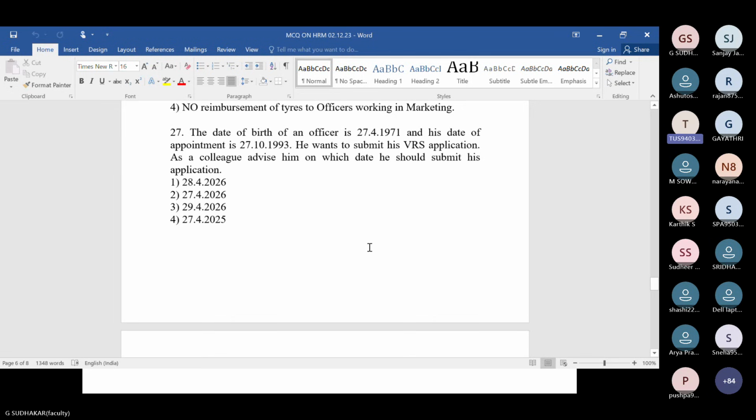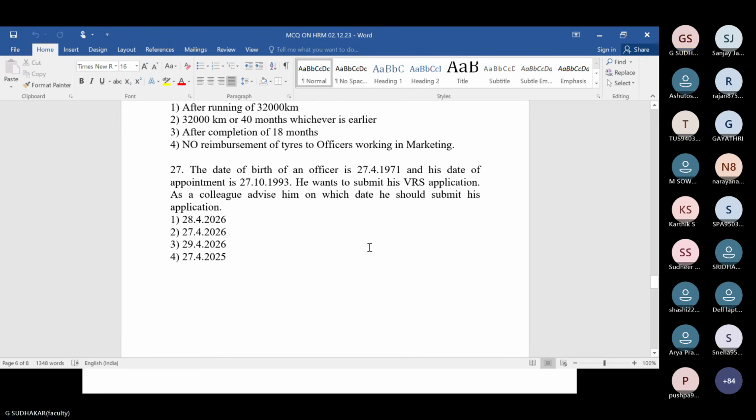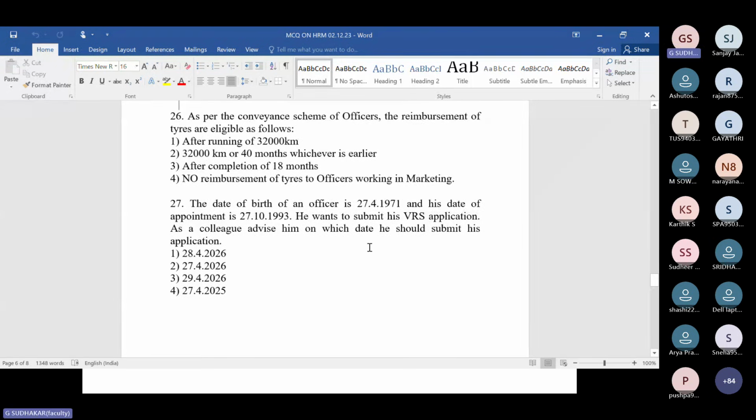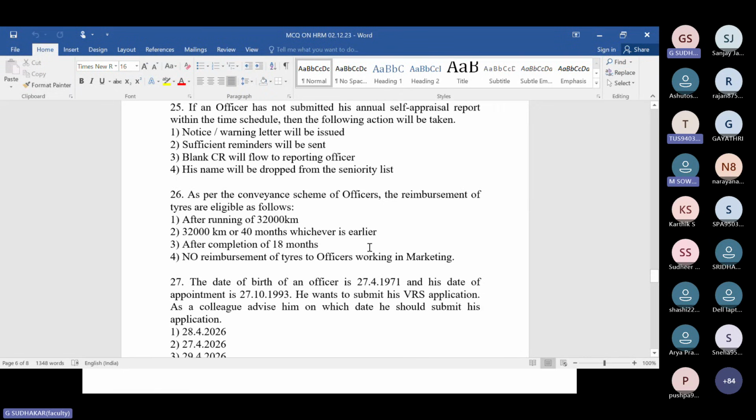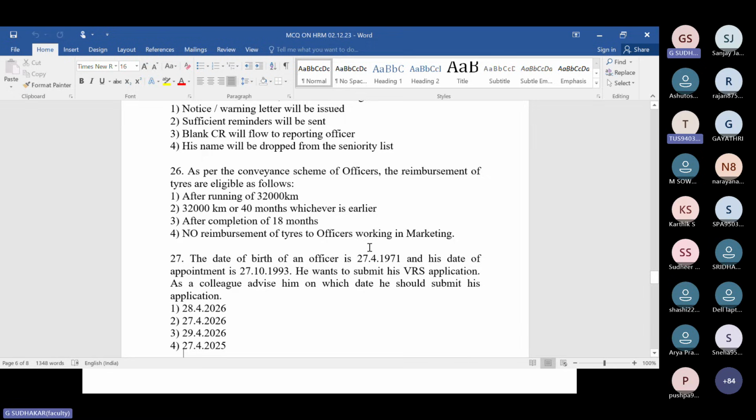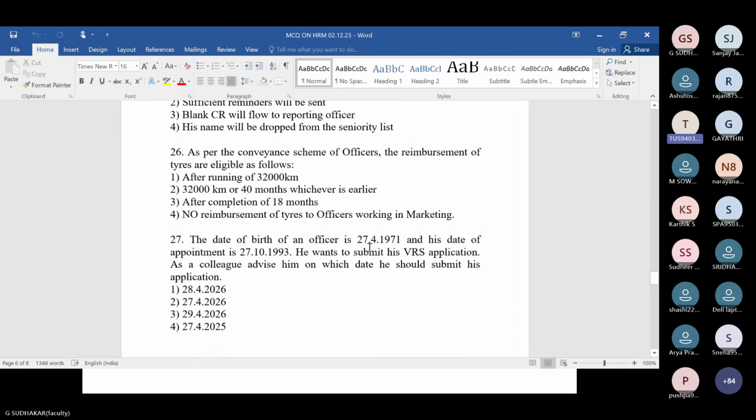What is the answer of 25th? She was asking 25, sir. It is 3. Blank CR will flow to the reporting officer. You don't worry. These question papers will be shared with you. Just note down the number. Don't write the answer. Okay. 27. 26 is 2. Yes.